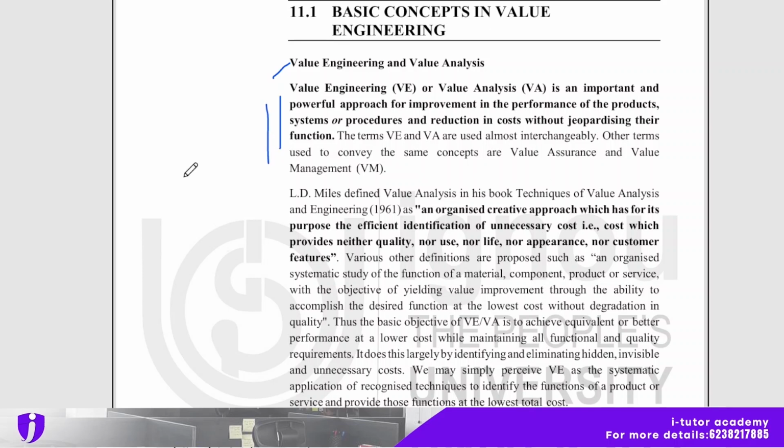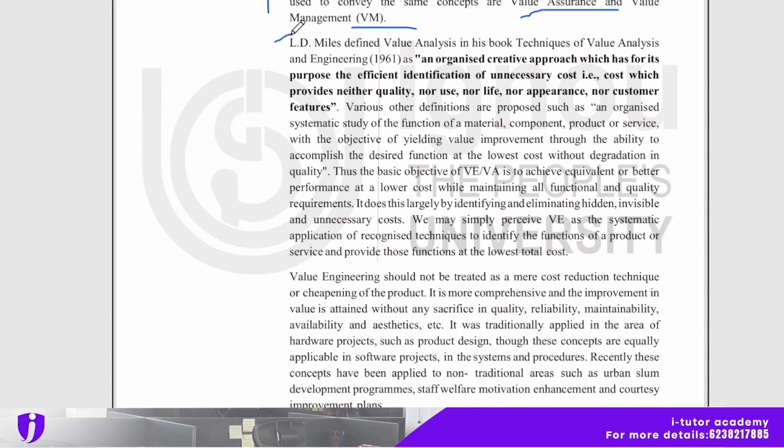The terms VE and VA are used almost interchangeably. Other terms used to convey the same concept are value assurance and value management, that is VM. LD Miles defined value analysis in his book Techniques of Value Analysis and Engineering in 1961 as an organized creative approach which has for its purpose the efficient identification of unnecessary cost, which provides neither quality, nor use, nor life, nor appearance, nor customer features. Okay, so this is the definition by LD Miles.